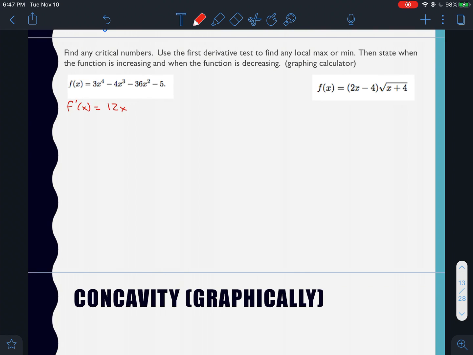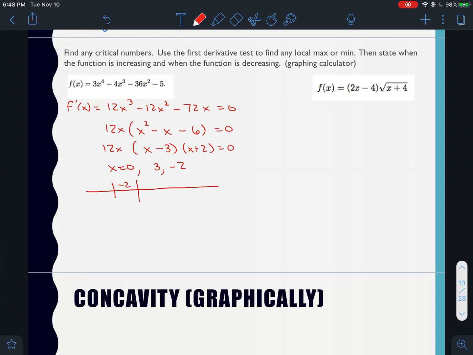All right, let's go ahead and do another one. So let's look at that first one. So the derivative would be 12x to the third minus 12x squared minus 72x. And we want to know where this is equal to 0. So I'm going to factor out a 12x, and I would get x squared minus x minus 6 equals 0. So this would be 12x, and that would factor into x minus 3, x plus 2. So my critical numbers, where the derivative is equal to 0, would be 0, 3, and negative 2.